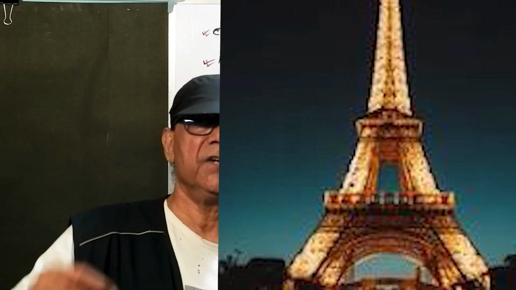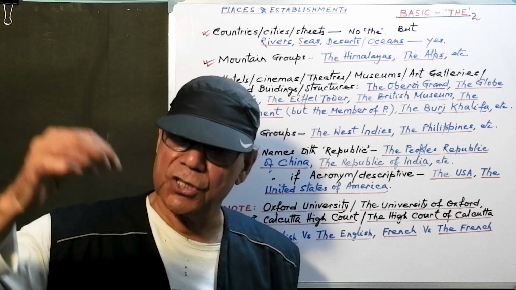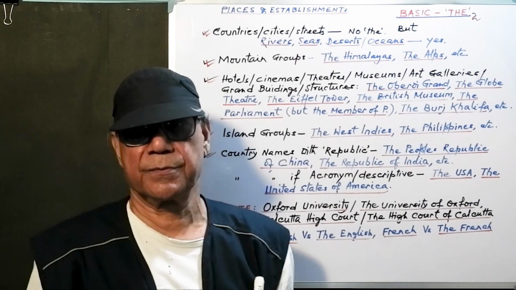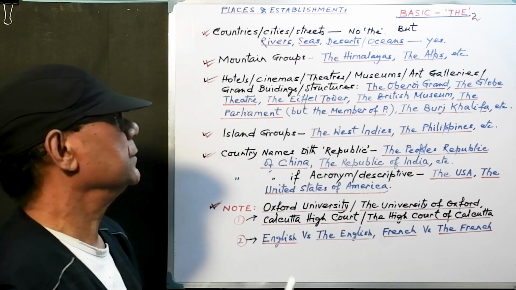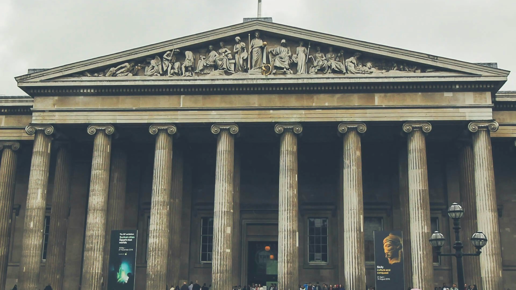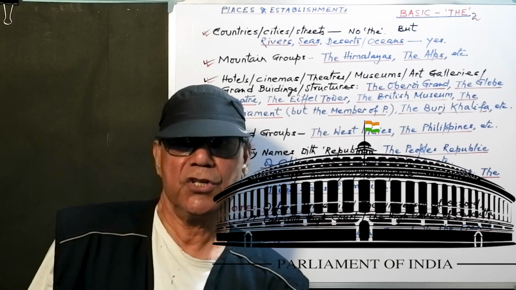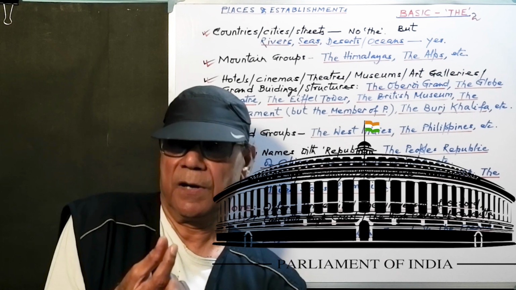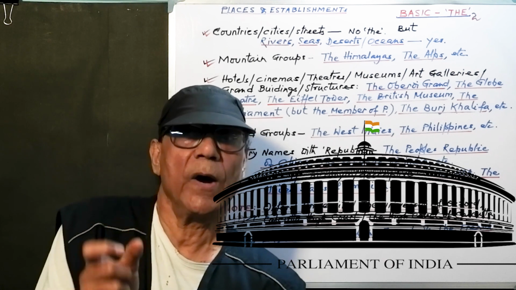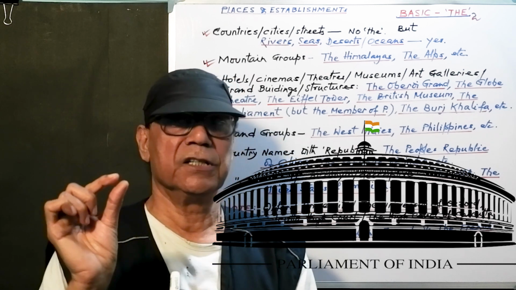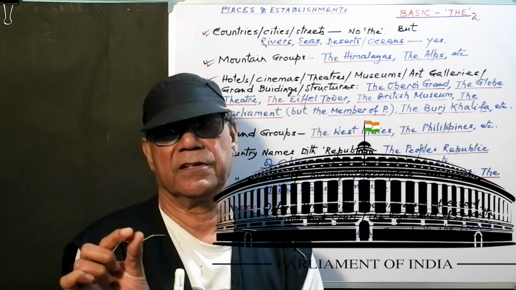Then the Eiffel Tower, even in French, it's La Tour d'Eiffel. In English, the Eiffel Tower, a huge structure in Paris. You should use the. The British Museum, a famous museum. Then the Parliament. Nowadays, almost every country has a parliament, and that parliament is quite important for the nation. So, the definite article the is very much necessary there.